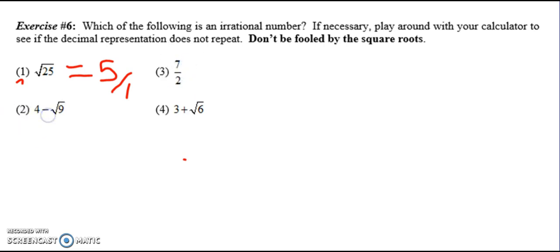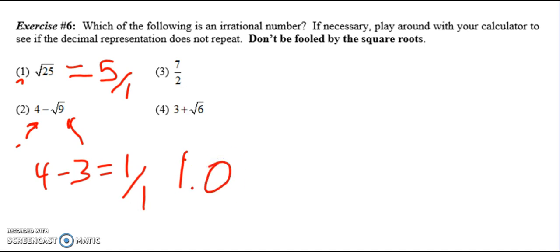Number 2 might look irrational, but just do the math. So this is 4. The square root of 9 is 3, so this is really 4 minus 3, which is 1, which is the number 1 over 1, or 1.0, so again that is rational. This number here, you cannot take the square root of 6. You get some big long decimal. So that one right there, since that is not a perfect square, and I take a rational number and add it to an irrational, I know this is going to be irrational. So you should have got number 4.